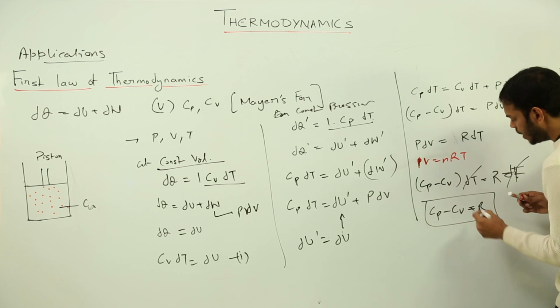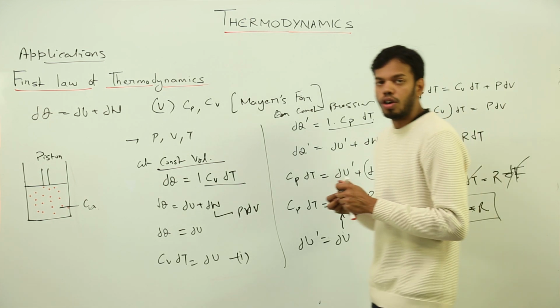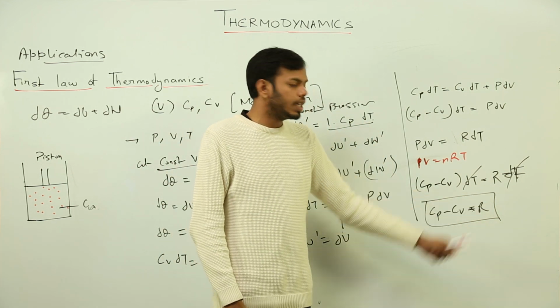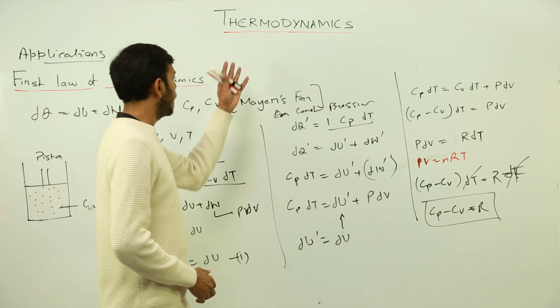This is the relation between the specific heat capacity at constant pressure and the specific heat capacity at constant volume, and the difference is the gas constant. This is called Mayer's formula.